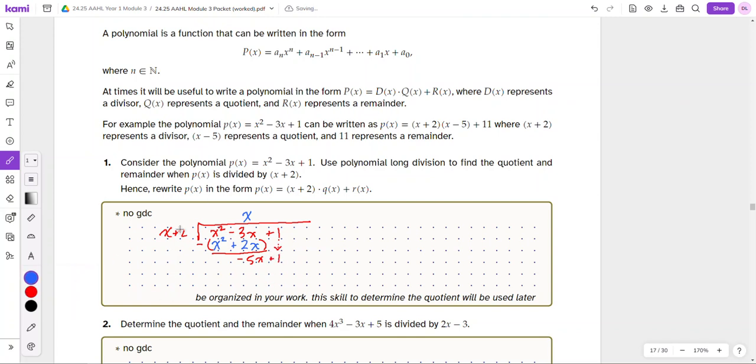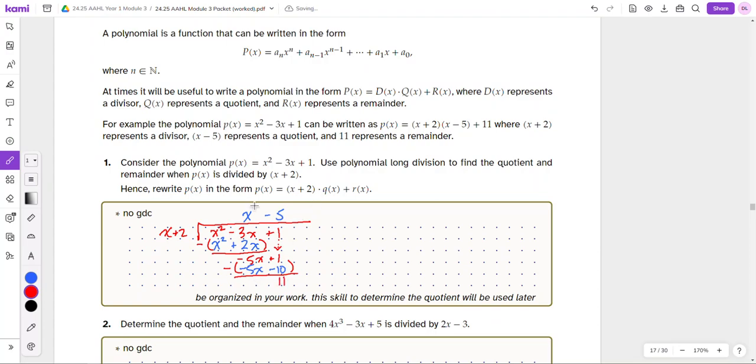So our next step is to say x times what is negative 5x? Well, that's going to be x times negative 5. Negative 5 times x is negative 5x. Negative 5 times 2 is negative 10. And then I will subtract there. Negative 5x minus negative 5x is going to be 0. 1 minus negative 10, that's going to be 11.